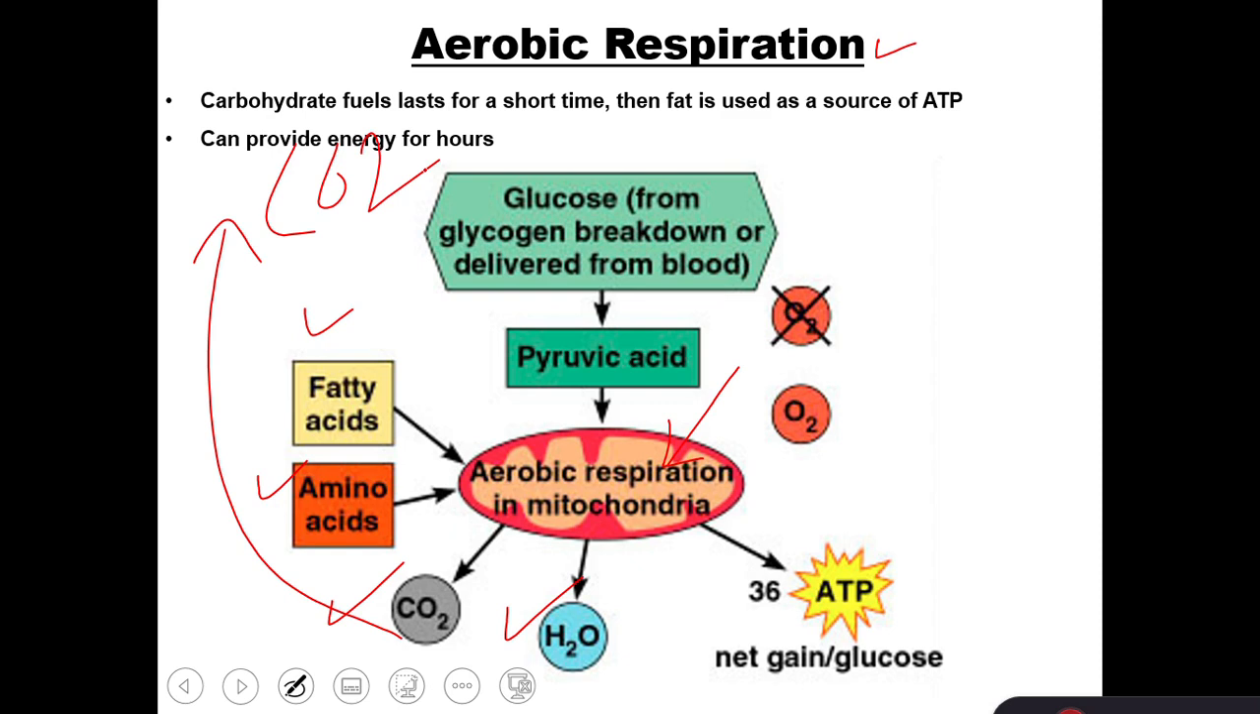So how many ATP molecules can we gain from one glucose molecule? It's 2 from the anaerobic step and 36 from the aerobic step. So we have a total of 38 ATP molecules from one glucose. The aerobic process can continue for hours. So you can walk for hours because of that aerobic respiration.